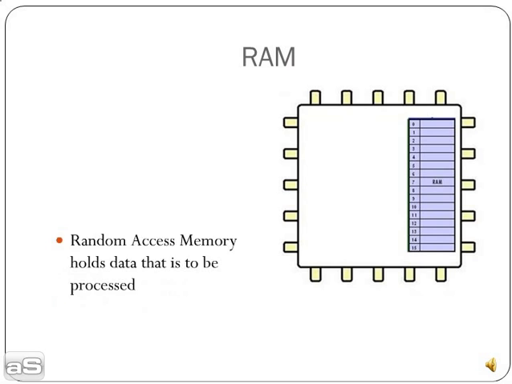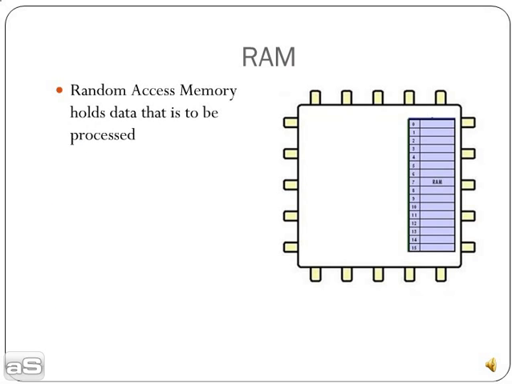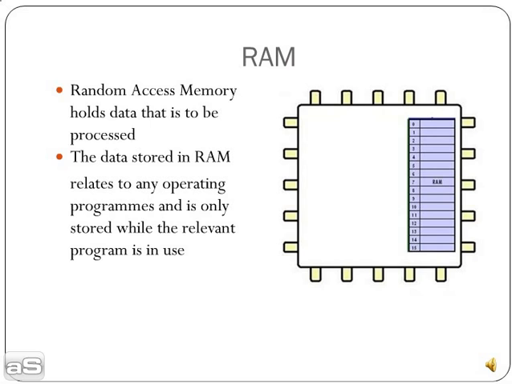Random access memory holds data that is to be processed. The data stored in RAM relates to any operating program and is only stored while a relevant program is in use.